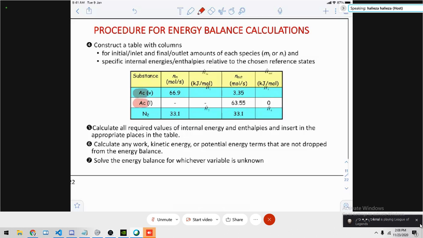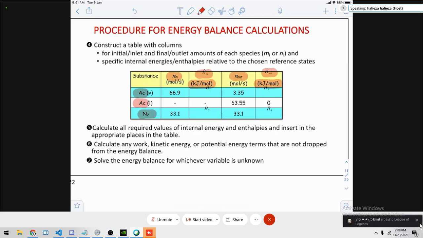And after that, another component, which is nitrogen on the third row. So you need to construct yourself a table. You have your inlet molar flow rate, your outlet molar flow rate, your enthalpy in and enthalpy out. Please take note of the unit, because if you look at the steam table, the enthalpy will not be in kilojoules per mole, but in kilojoules per kilogram. So note down the unit of your enthalpy.